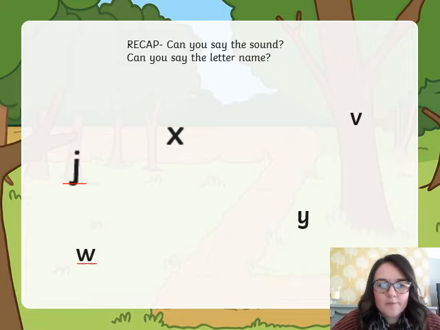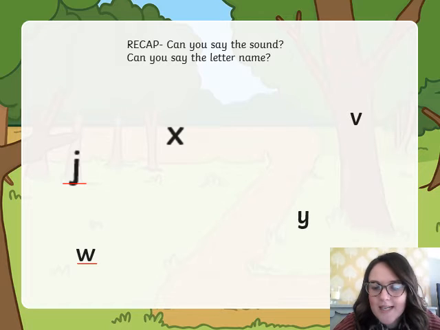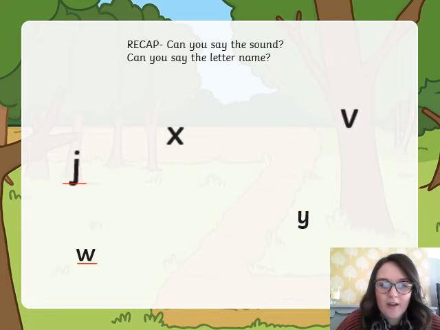This one down here. What's the sound? We've done this sound. It's a w, w, w. When we're reading, that's the sound, but what's the letter name? Do you know? It's a W. Well done if you got that right. It's a W.